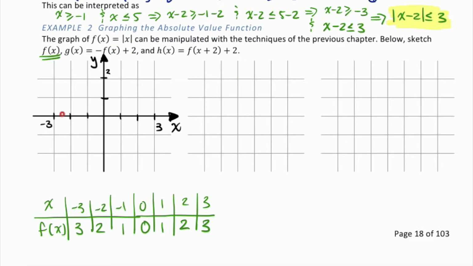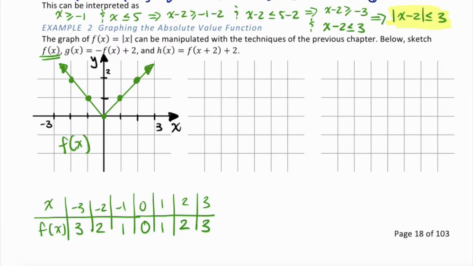So first I go to the point negative 2 and up 2. And that's a dot. Negative 1 and then up 1. 0, 0. Here I can go 1 to the right and 1 up to get a point there. And then same here, 2 to the right, 2 up for this point here. And now go ahead and connect the dots. And this is the graph of f of x.